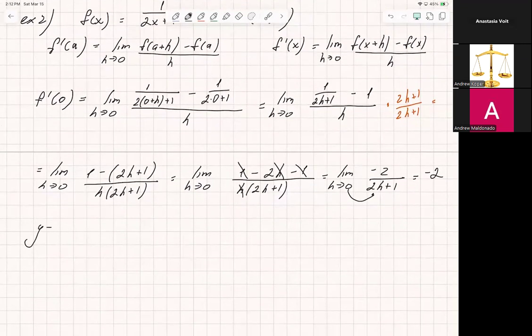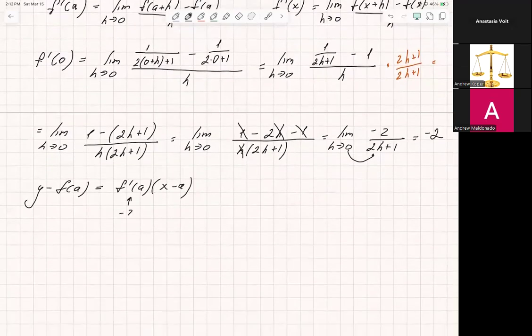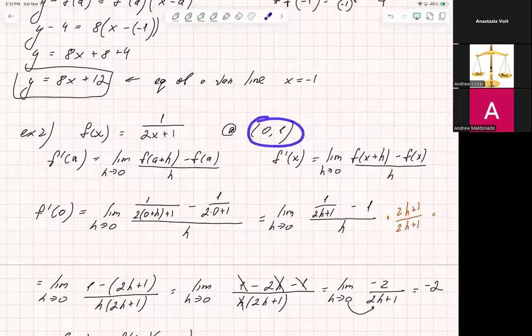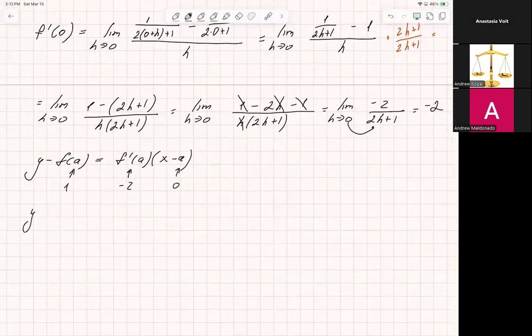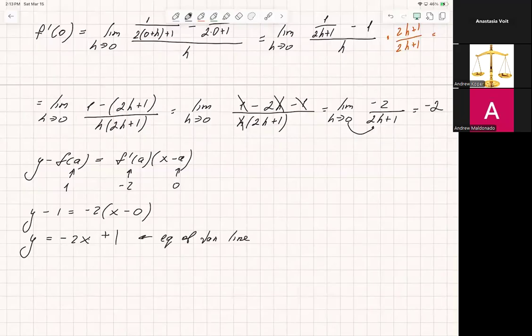So now y minus f of a equals f prime of a times (x minus a), right? This is negative 2, this is 0, this one is 1, right? Okay. So we have y minus 1 equals negative 2 times (x minus 0). So we have y equals negative 2x plus 1. So this is, again, the equation of the tangent line that goes through (0, 1).